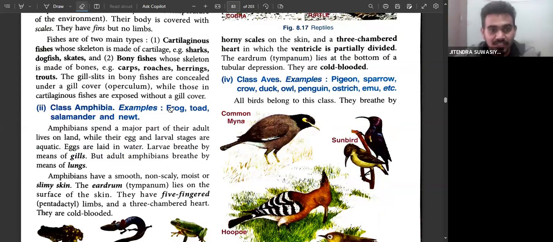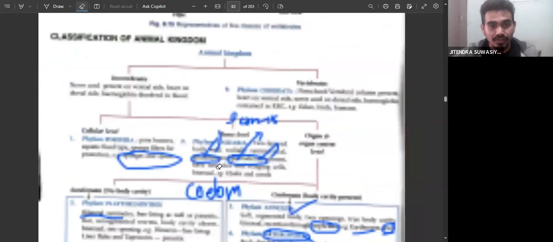Then the gill slits in bony fishes are concealed under a gill cover, that is called the operculum, while those in cartilaginous fishes are exposed without a gill cover.